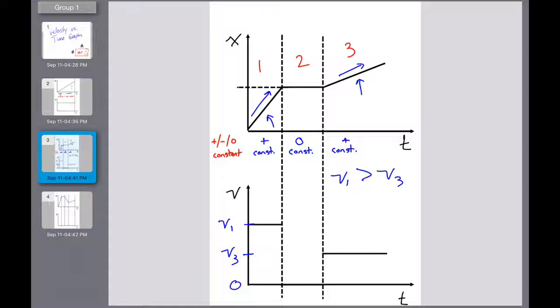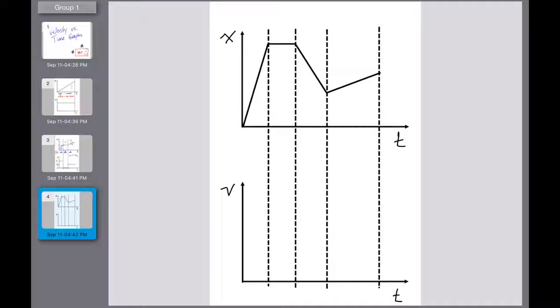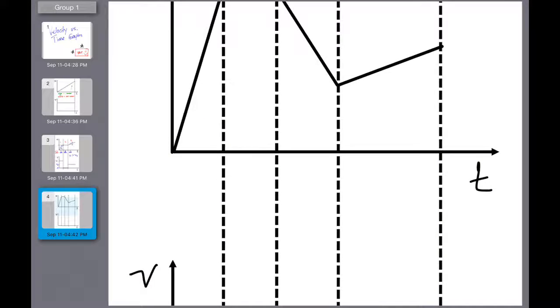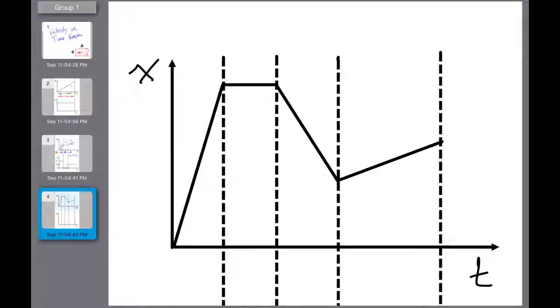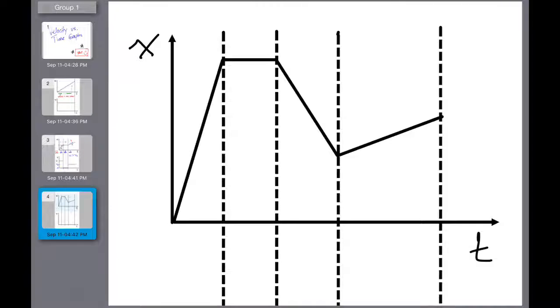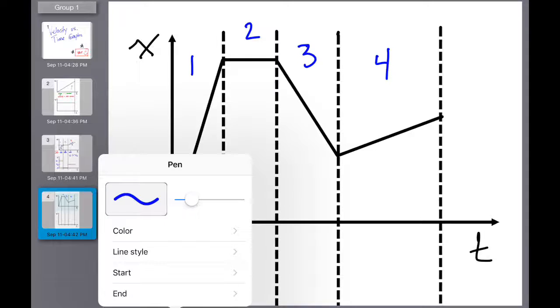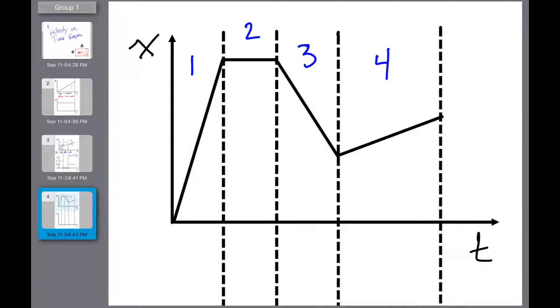Now, what do we do if we've got some areas that are decreasing? All right, so in this section, I've got 4 sections of my graph, and section 3 here happens to be decreasing in position. So let's look at this. Again, we're going to ask ourselves the same questions. Is it positive, negative, or 0? And is it constant? I guess 2 questions.